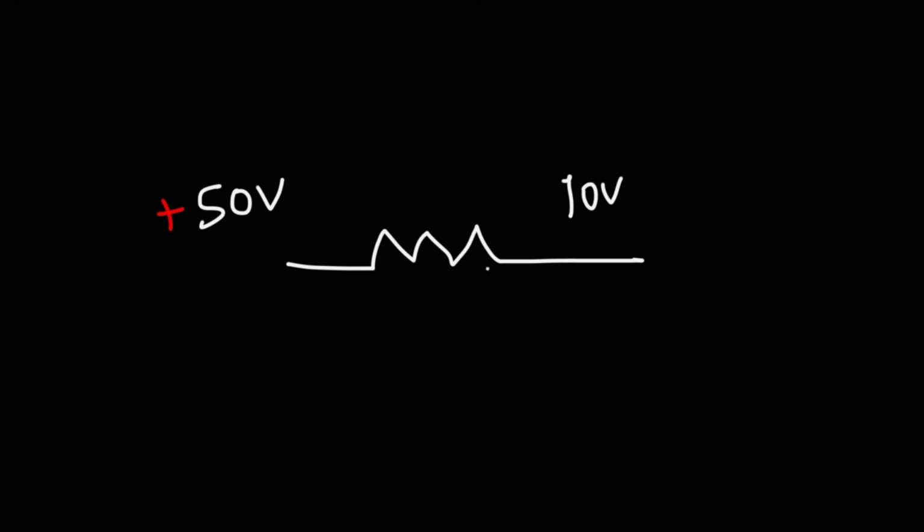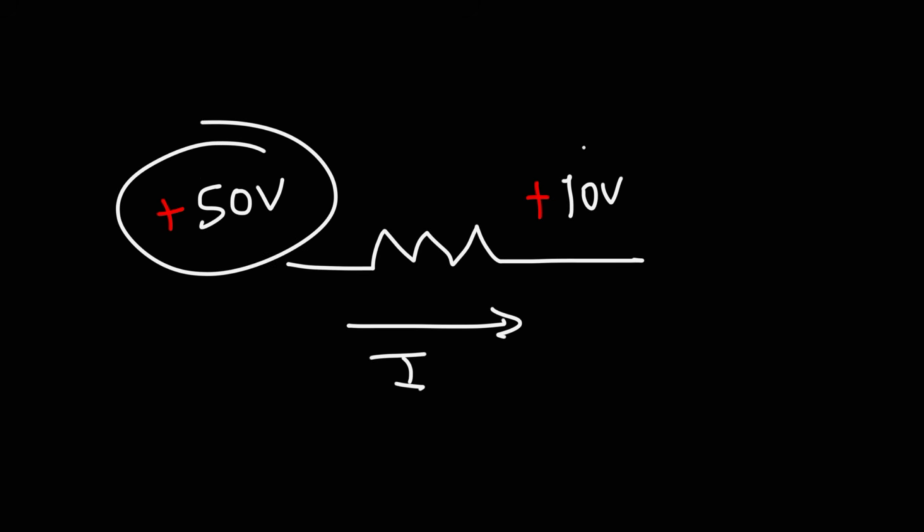Even electricity. Let's say we have a resistor, and at this point we have an electric potential of positive 50, and here we have an electric potential of positive 10 volts. Conventional current wants to flow in the direction of high electric potential to low electric potential, just as water wants to flow from a high position to a low position.